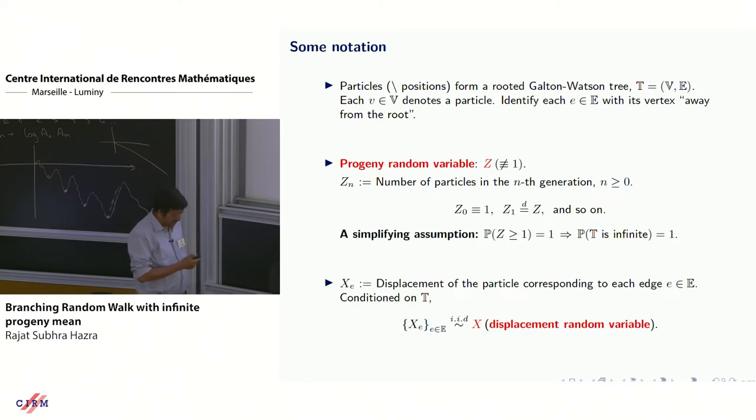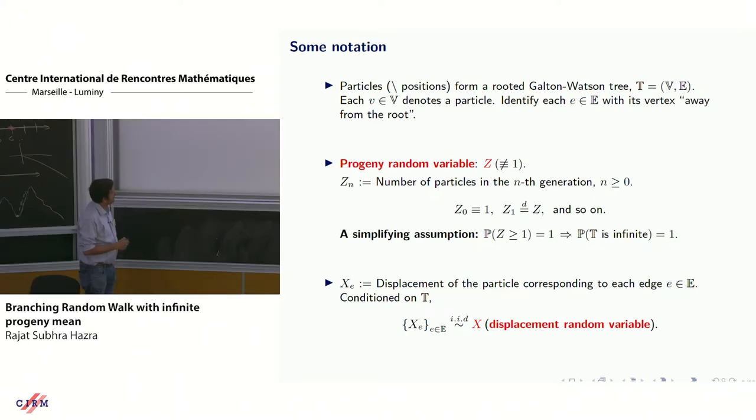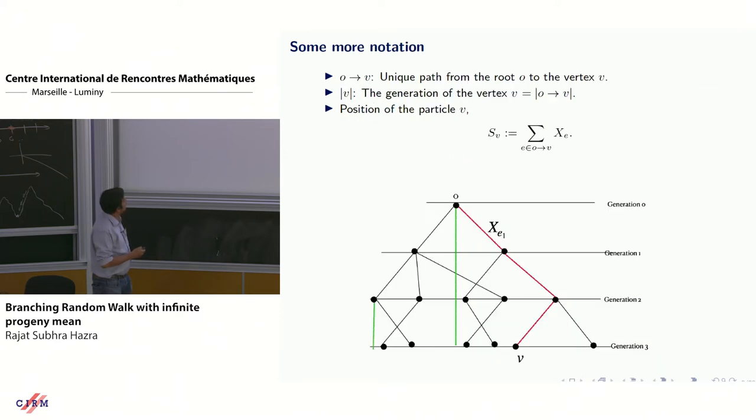There will be another random variable, the displacement random variable X_e. To each edge, you associate a displacement random variable X_e, and we assume that these displacement random variables are iid. I'll assume more on this Z and X. So we have an interplay between two random variables: the branching random variable Z and the displacement random variable X. We'll put some assumptions and play with them. Sometimes there will be a simplifying assumption X greater than zero, but that's not needed generally.